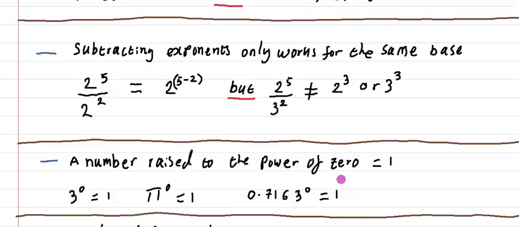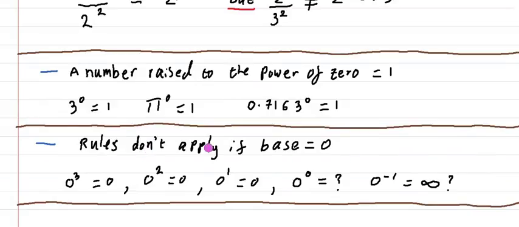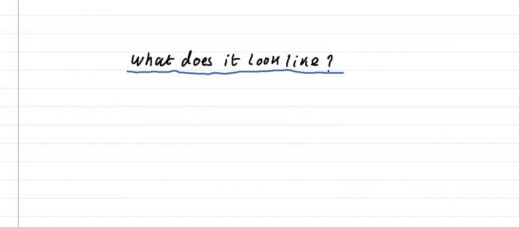Any number raised to the power of 0 is 1. 3 to the power of 0 is 1, pi to the 0 is 1, 0.7163 to the power of 0 is 1. But the rules don't apply if the number base is 0. So whilst 0 cubed is 0, 0 squared is 0, 0 to the power of 1 is 0, 0 to the power of 0 is a rather contentious question, which we're not going to look at. In the same way, 0 to the minus 1 means 1 divided by 0, which can be interpreted as being infinity, but not necessarily.